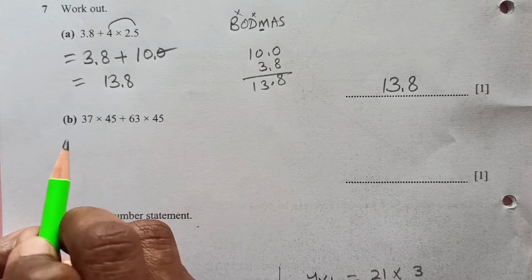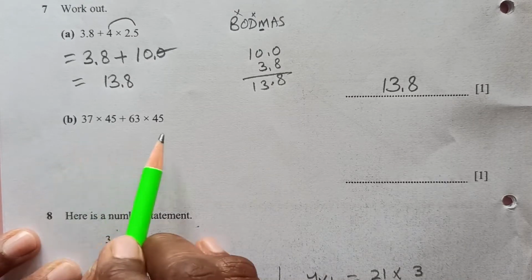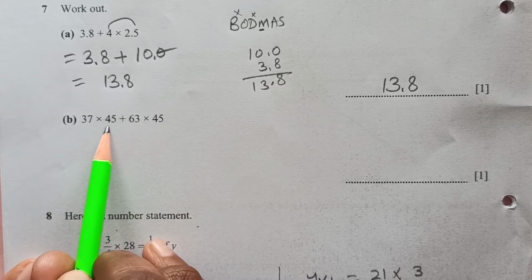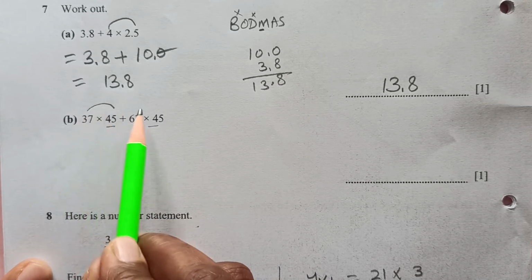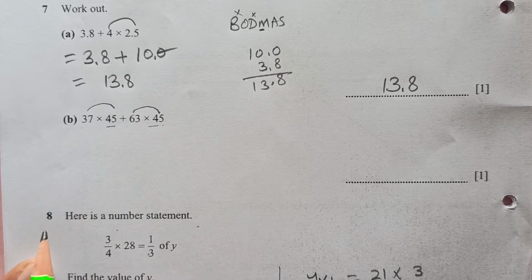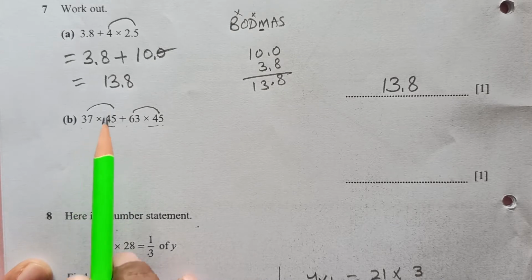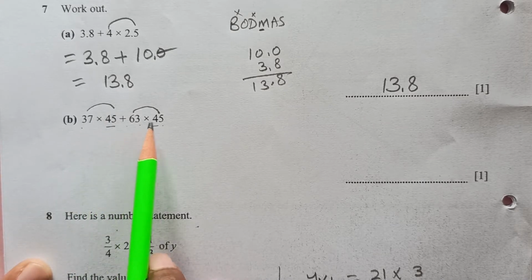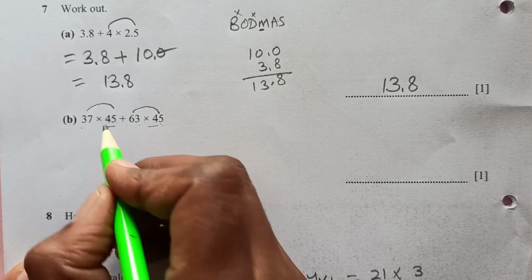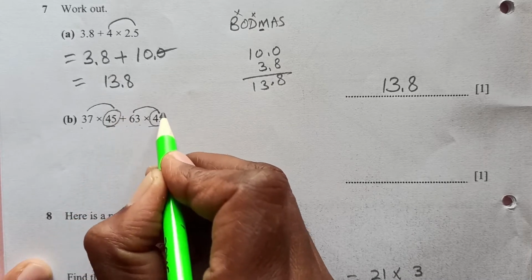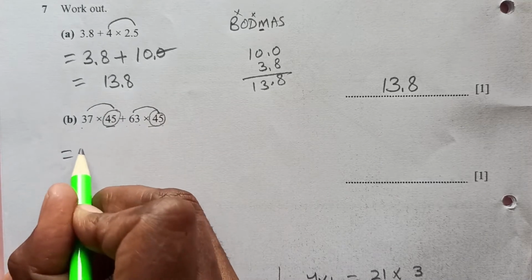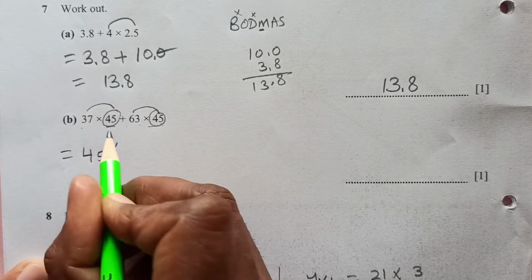Now, this one here. These kind of questions you need to be careful with. You see something is common here. We have 37 times 45 plus 63 times 45. Most of the students will first multiply these two, multiply these, then add them. But let me tell you the easiest way here. This 45 is common in both, right? This is the first term, this is the second. So 45 goes out, because this is common.